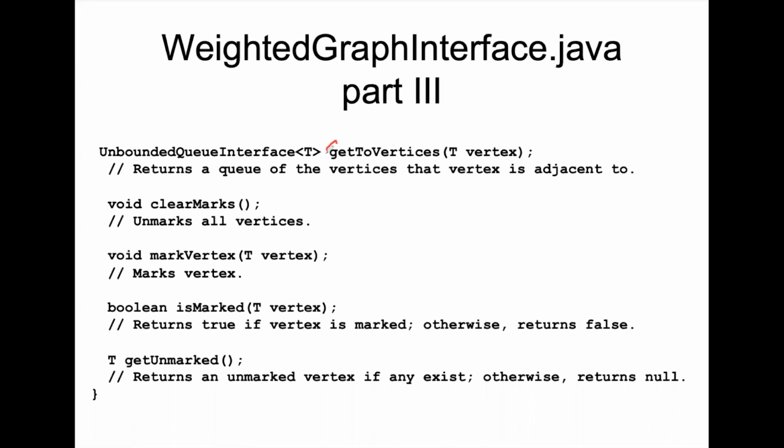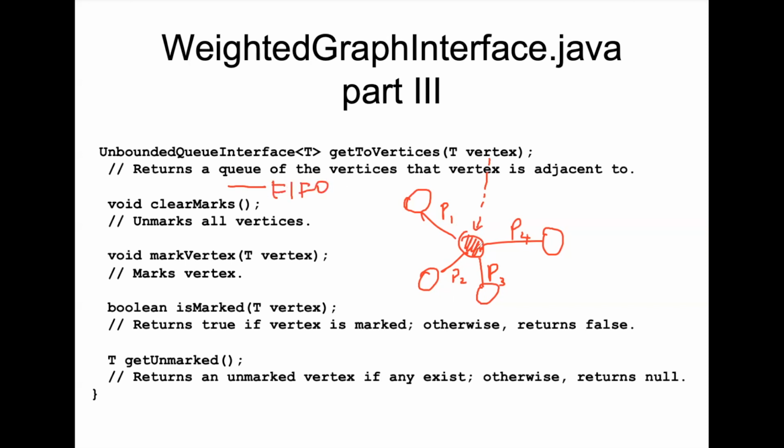The very first transformer on this page is getToVertices. Let's say your vertex is here, and along with this vertex, there are four adjacent vertices sitting next to this one. These four adjacent vertices represent four different paths: path 1, path 2, path 3, path 4. We must store this information inside a data structure, in this case, a queue, which allows for first in, first out. It doesn't matter which direction you start first.